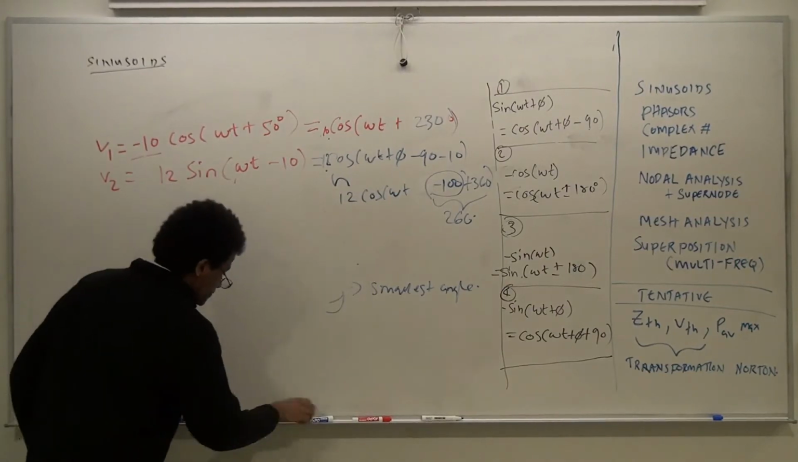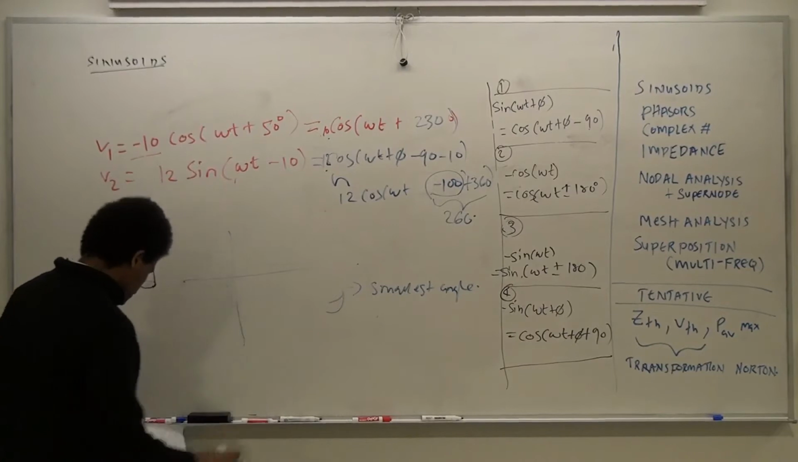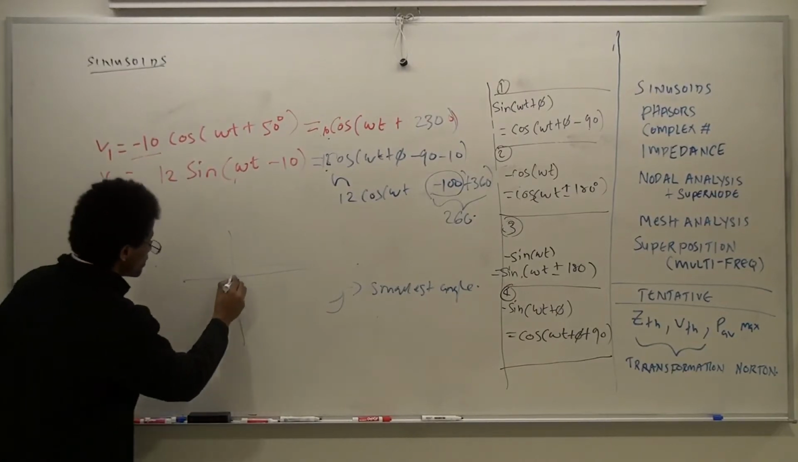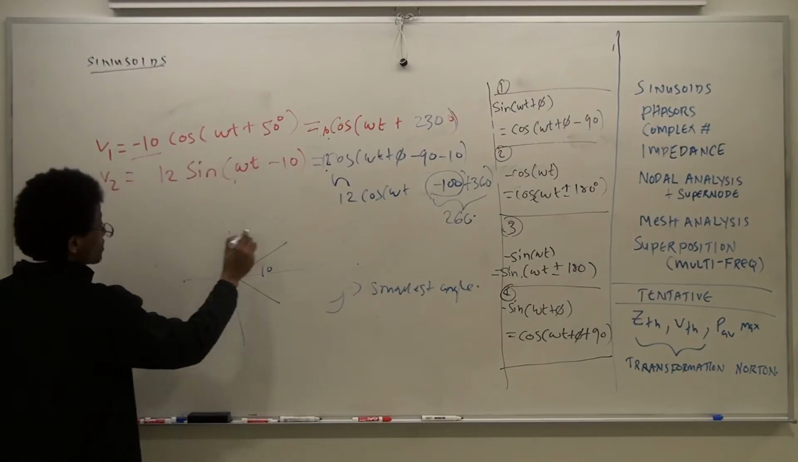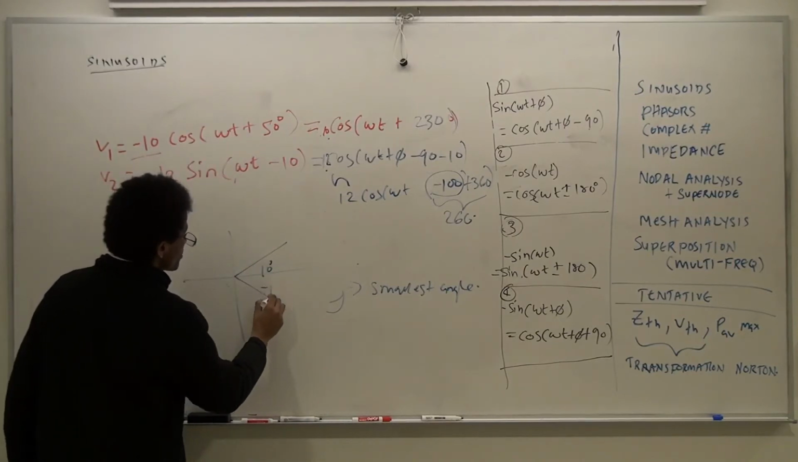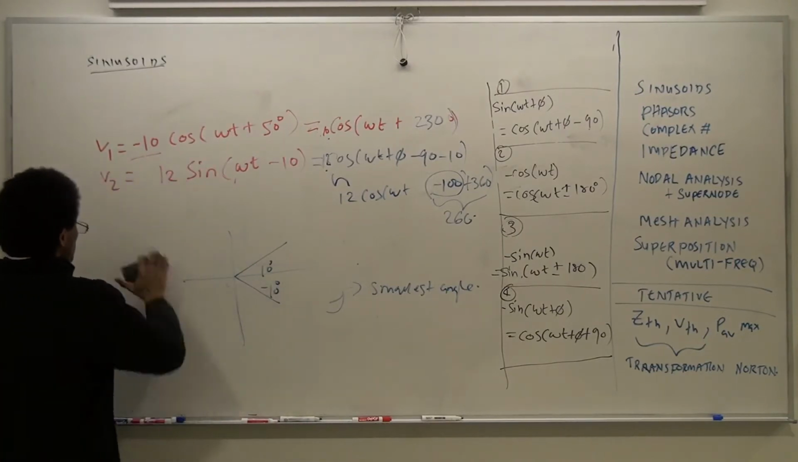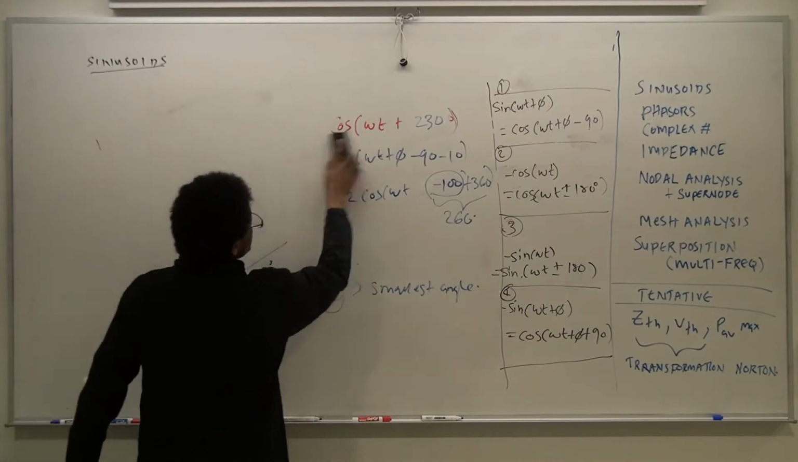An example would be this. An example would be this and this. Let's say this was 10 degrees. This is not this example. This is 10 degrees and this is minus 10 degrees. Just in case somebody looks at this.